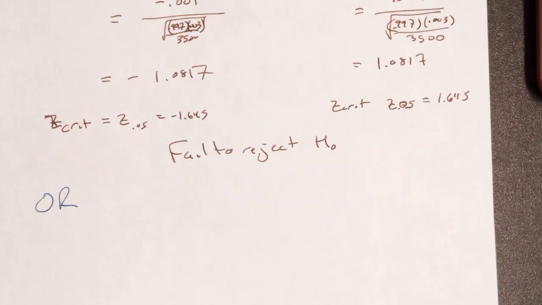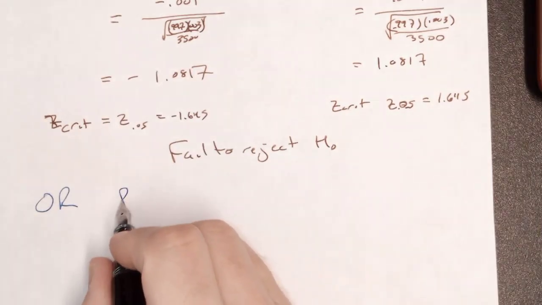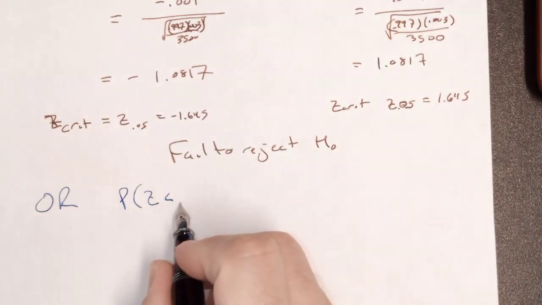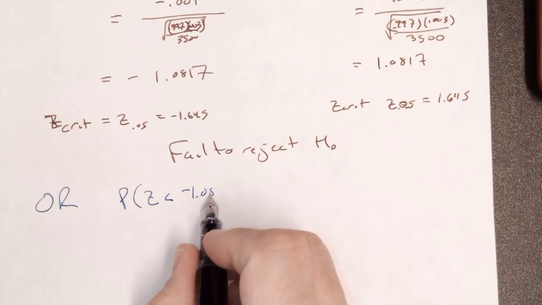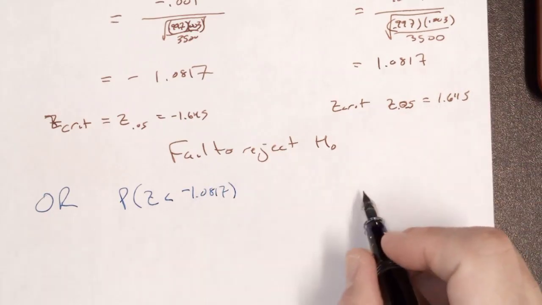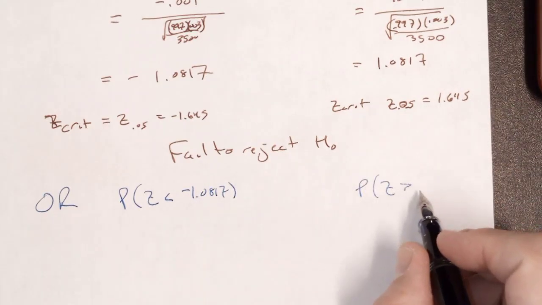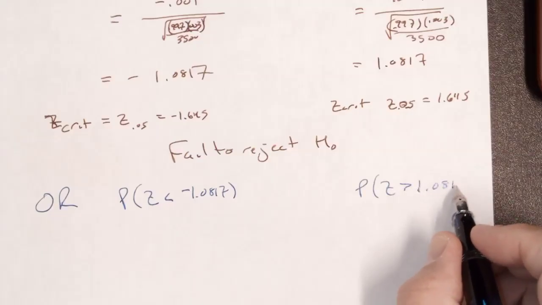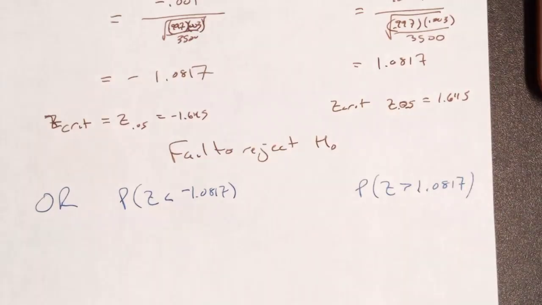I have to find the area. I have to use the z table for 1.0817. In this case, I would be asking what is the chance that z is less than negative 1.0817? Over here, I would be asking what is the chance that z is bigger than 1.0817? Now, I don't have 4 decimal places on my table, so I'm going to use 1.08.